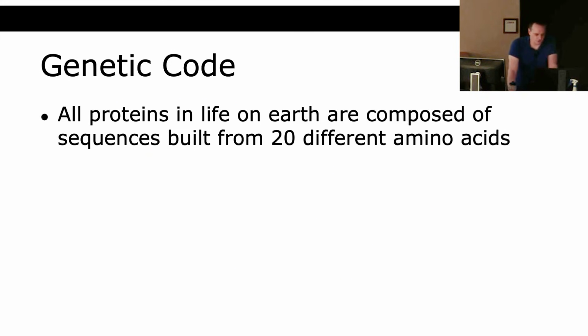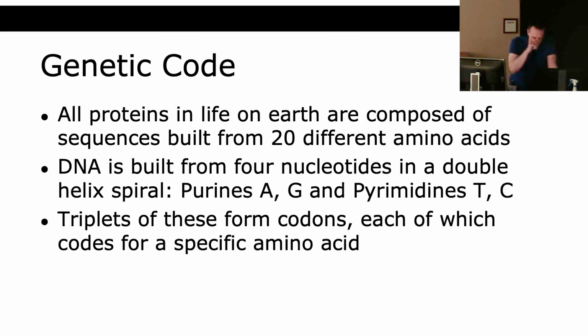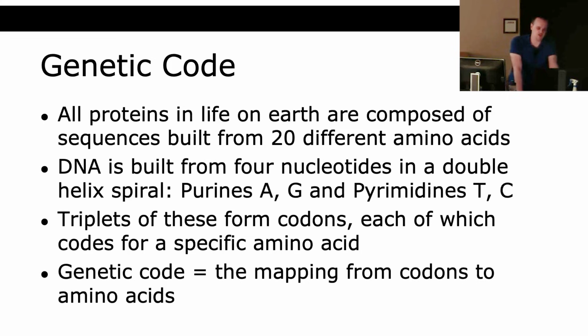Genetic code. All proteins in life on Earth are composed of sequences built from 20 different amino acids. DNA is built from 4 nucleotides in a double helix spiral. The shape of that spiral was actually kind of insane how they figured that out. If you ever get a chance to watch documentaries about, I think it's Crick and Watson, those are two people who figured that out. It's very fascinating. Triplets of these form codons, each of which code for a specific amino acid, and the genetic code is the mappings from codons to amino acids.